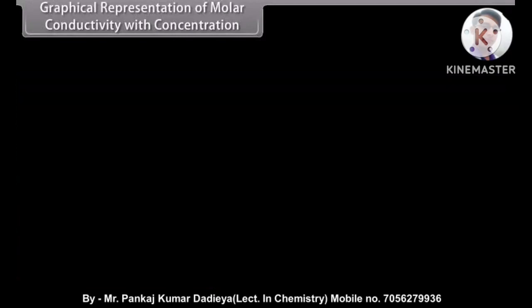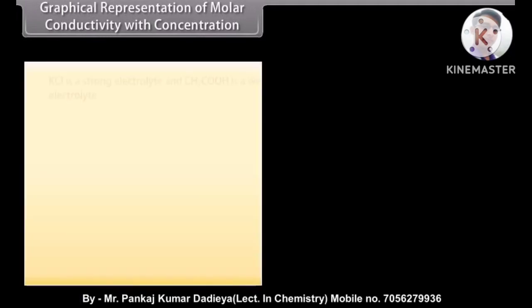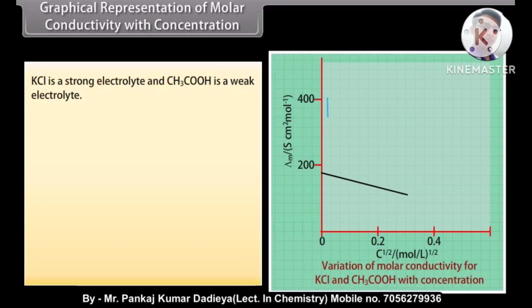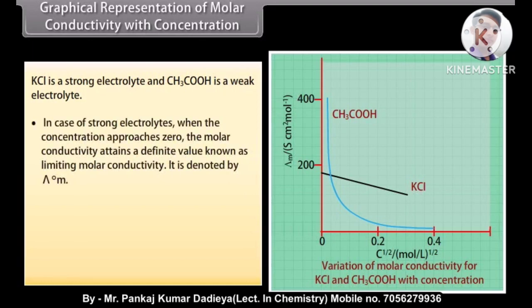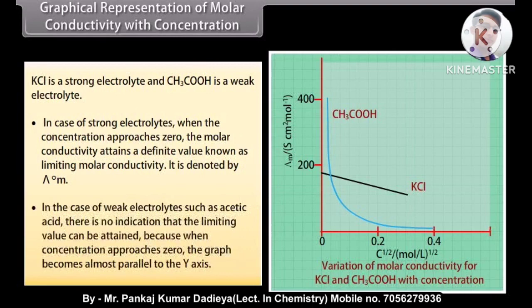Graphical representation of molar conductivity with concentration. KCl is a strong electrolyte and CH3COOH is a weak electrolyte. A graphical representation shows the variation of molar conductivity with concentration. In case of strong electrolytes, when the concentration approaches zero, the molar conductivity attains a definite value known as limiting molar conductivity. It is denoted by lambda not m. In the case of weak electrolytes, such as acetic acid, there is no indication that the limiting value can be attained, because when concentration approaches zero, the graph becomes almost parallel to the y-axis.